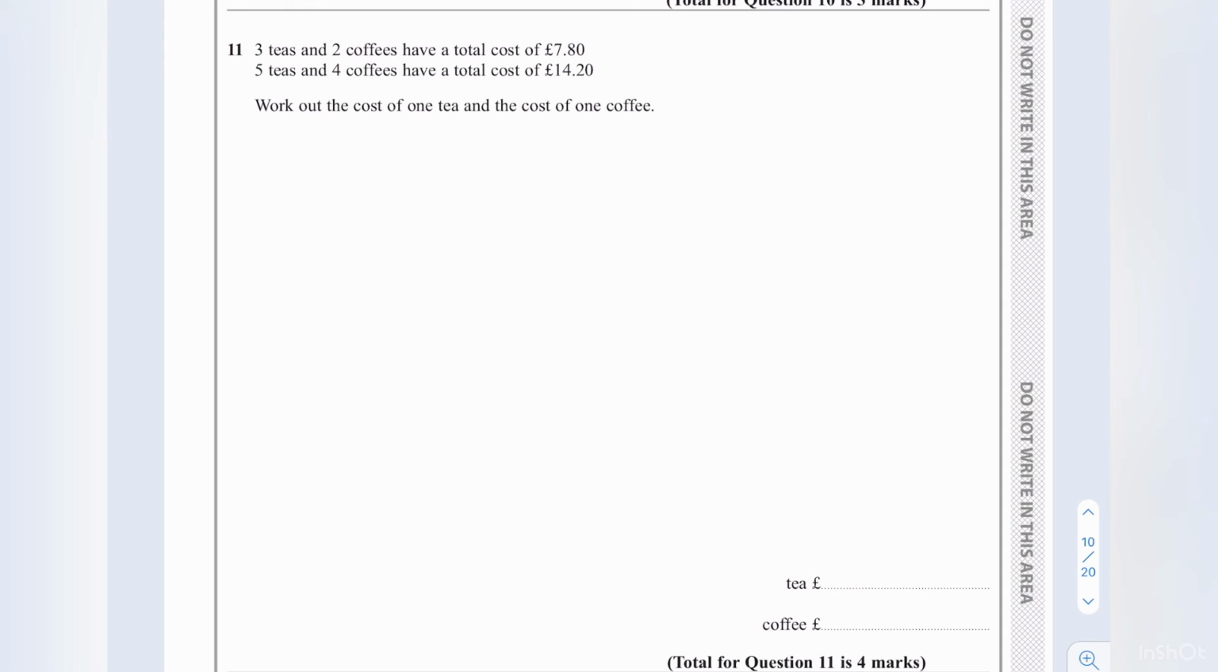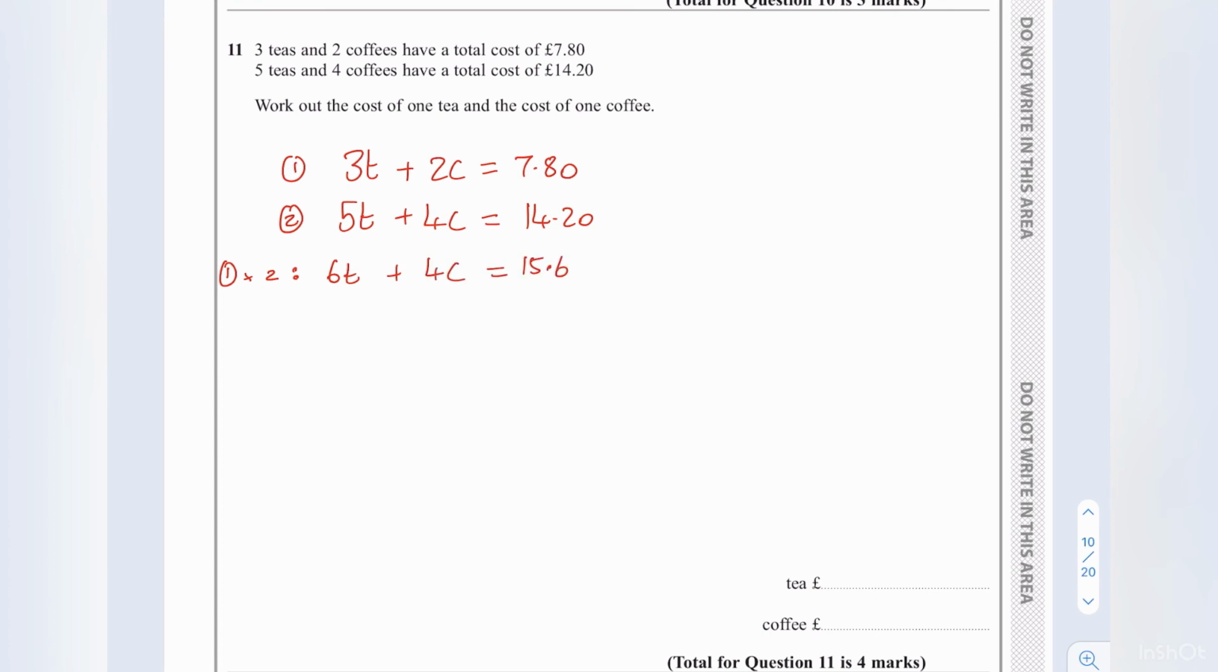Question 11. This is forming and solving simultaneous equations. So we have 3 teas plus 2 coffees, and that works out at £7.80, or 5 teas and 4 coffees, which is £14.20. Because there isn't a matching number in front of either our t's or our c's, we're going to have to multiply one of our equations. I'm going to multiply the top one by 2 so that my c part matches. So I've got 6t plus 4c, which is equal to £15.60. I've doubled all of this first one. I've now got 2 equations which I can use.